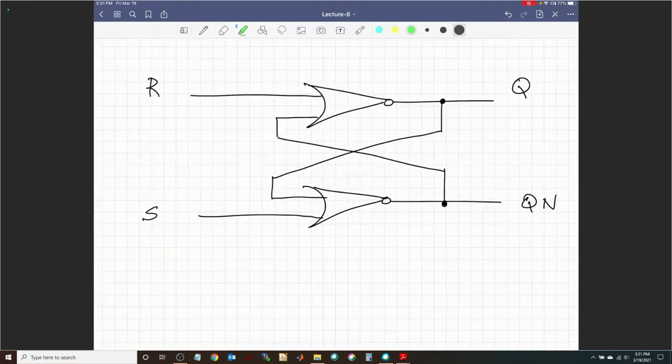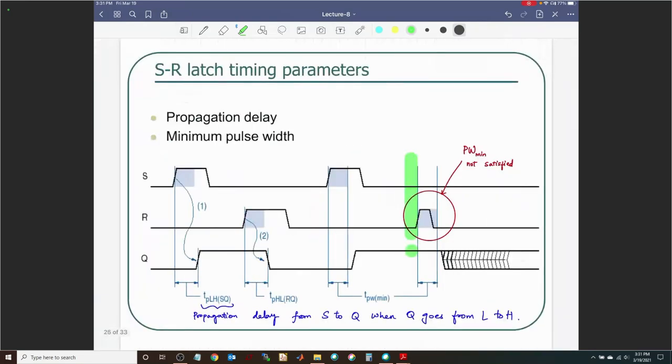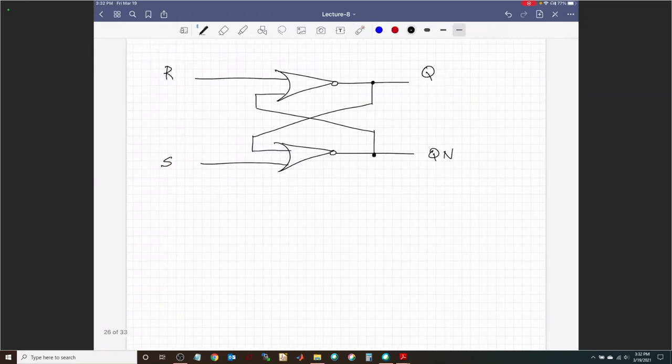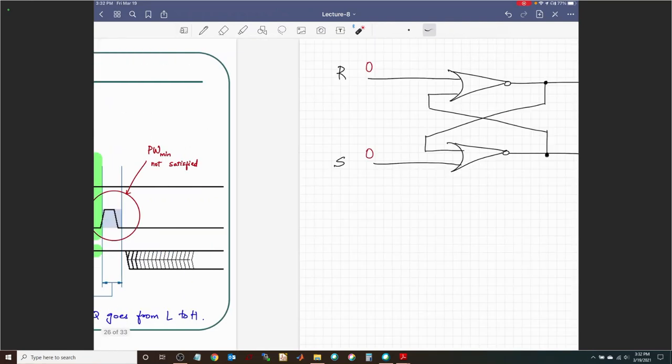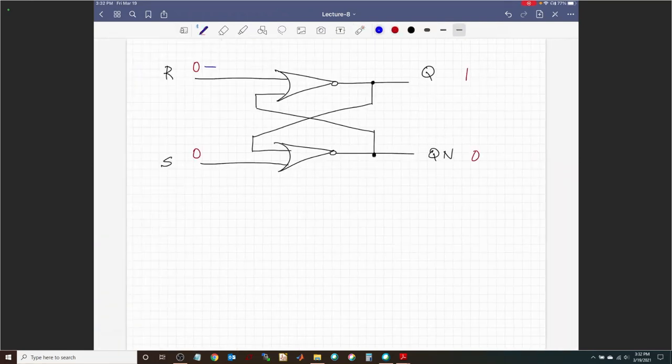So I'm trying to recreate that setup highlighted in green here, where S is 0, R is 0, and Q right now is 1. So let's suppose I have that situation going on here. R is 0, S is 0, Q is 1, and obviously Qn is 0, right? So that's my starting state. And what I did was I made R go to 1 for a very short amount of time. So let's see what happens there.